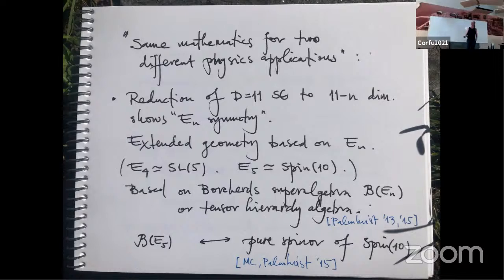There is a funny correspondence between these Borcherds superalgebras and objects in minimal orbits, especially in this case, where the relevant object is a pure spinor of Spin(10). I will tell you what that relation is in a little while.